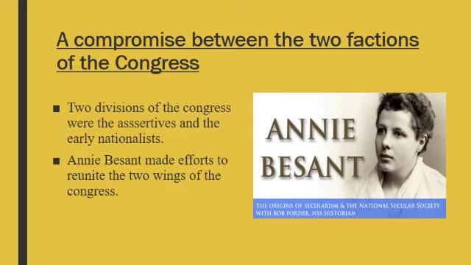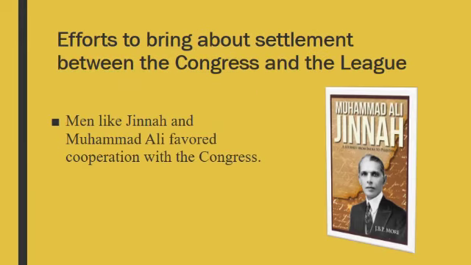Another factor was a compromise between the two factions of the Congress. The two divisions of the Congress were the assertives and the early nationalists. Annie Besant made efforts to reunite the two wings, that is, the assertives and the early nationalists of the Congress. Men like Jinnah and Muhammad Ali favored cooperation with the Congress.